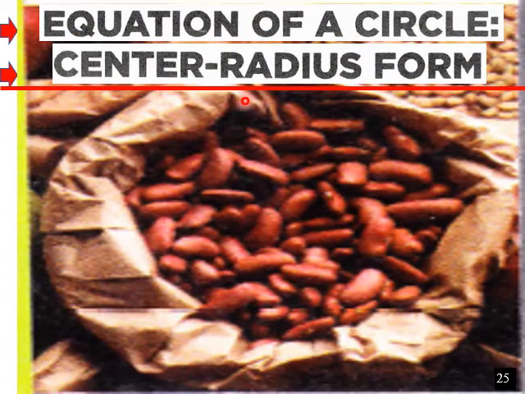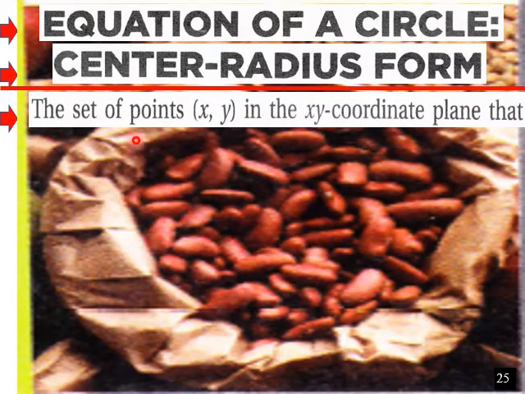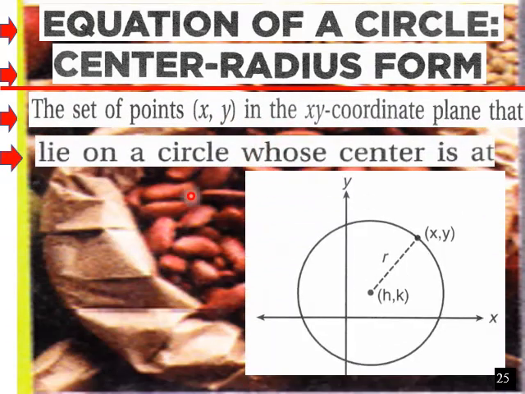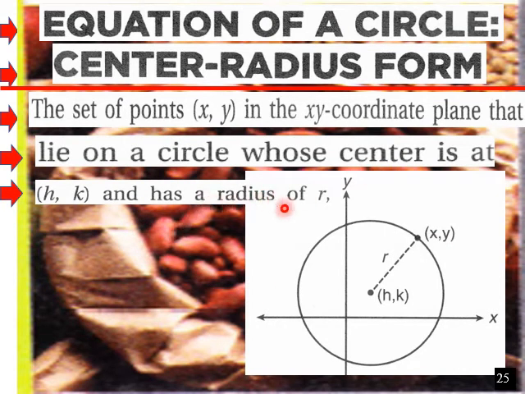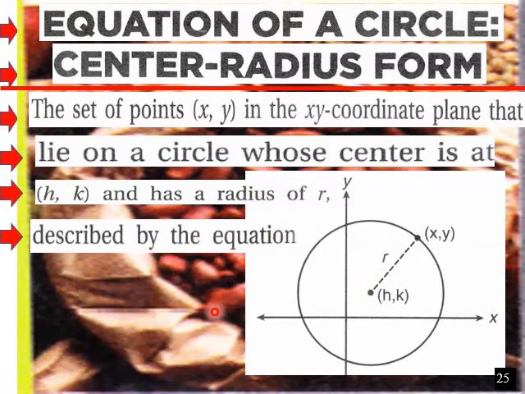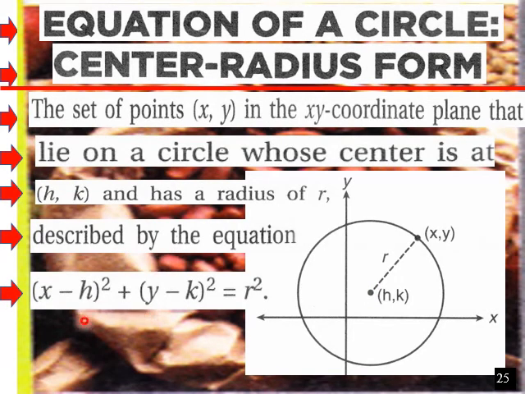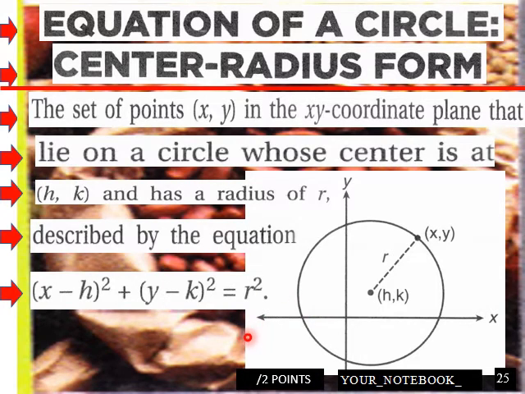Equation of a circle, center radius form. The set of points (x, y) in the xy coordinate plane that lie on a circle whose center is at (h, k), where r is your radius, is described by the equation (x − h)² + (y − k)² = r². There's your equation of a circle with its center at (h, k).